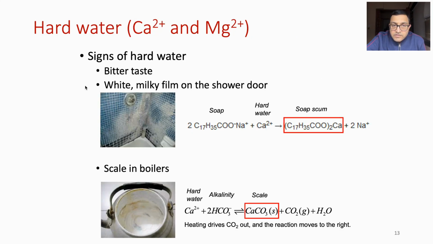So what are the signs of hard water? Hard water is bitter in taste, and it forms a white milky film on the shower door or your bathroom tub or any of the shower area, any tiles. And what is this material? This is actually calcium carbonate that precipitates on the surfaces, any surfaces it can find.